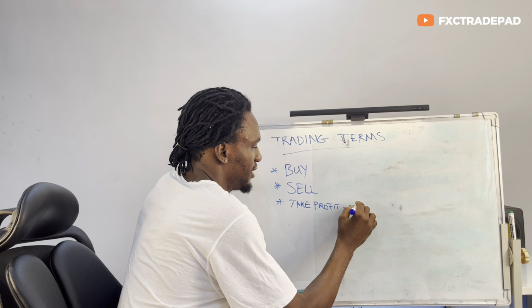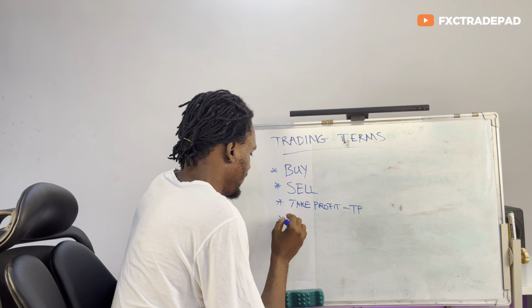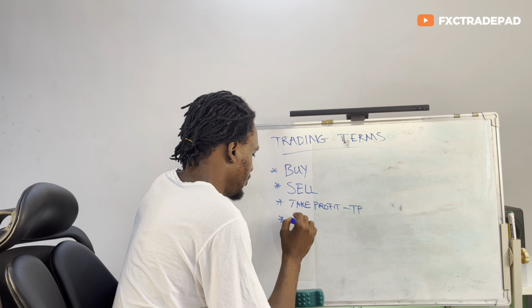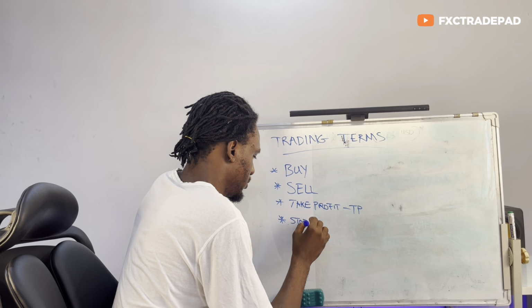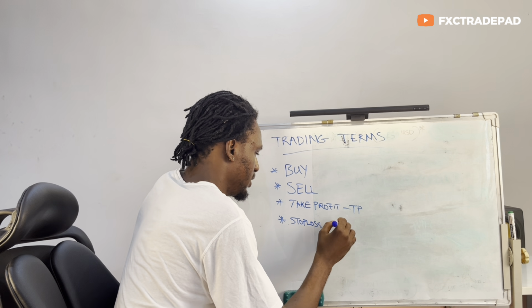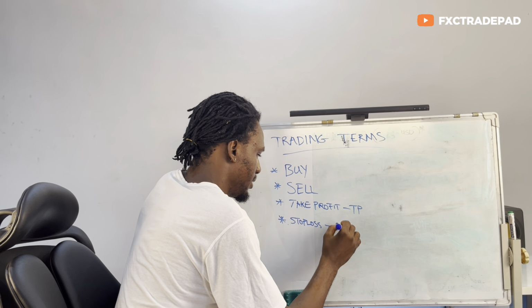Which they abbreviate to TP. Number 4 is stop loss, which is abbreviated to SL.